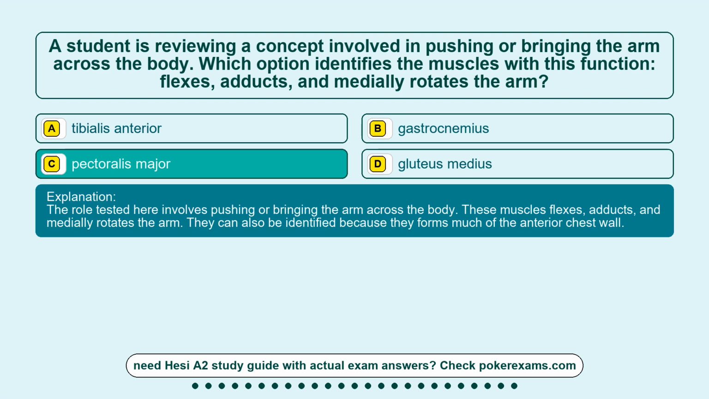The role tested here involves pushing or bringing the arm across the body. These muscles flex, adduct, and medially rotate the arm. They can also be identified because they form much of the anterior chest wall.